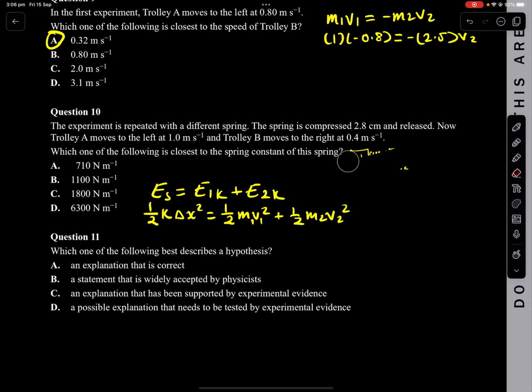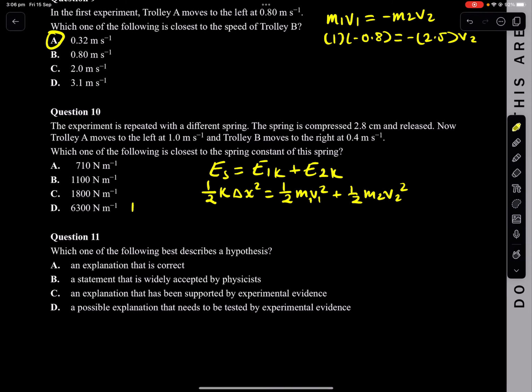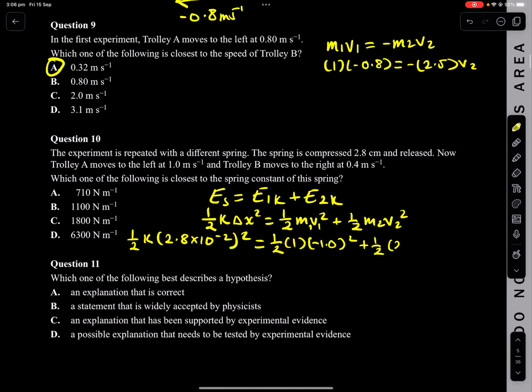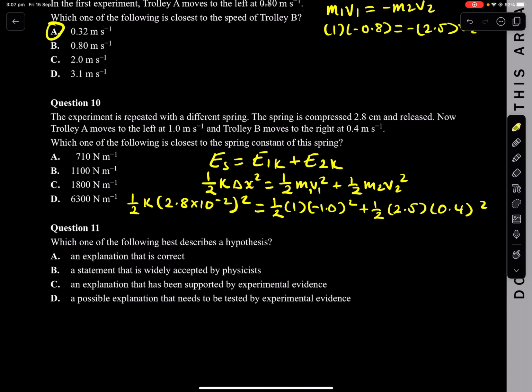Now we've made this nice formula, so let's put these values in. Half K is what we're trying to calculate, and change in x is how much it's compressed, 2.8 times 10 to the negative 2, squared, equals half, the mass of the first trolley, which is 1, and the velocity is negative 1.0 squared, plus half, the mass of the second one, which is 2.5, and 0.4 squared. Perfect.